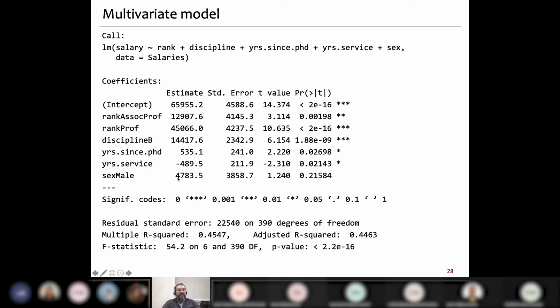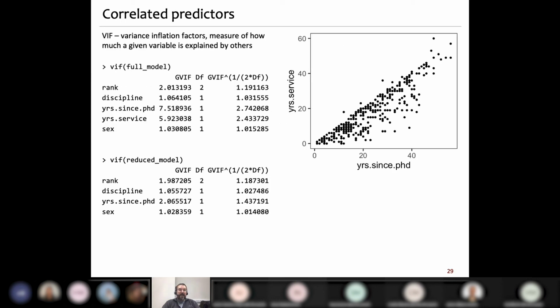And the effect of sex is completely gone. It's 4,000 plus minus almost 4,000. The p-value is 0.2, which tells us that the apparent difference in salaries between males and females is not actually due to sex, it is due to other variables. One thing you should do in models like this is to try to reduce the number of variables or predictors. In particular, you should remove correlated predictors.